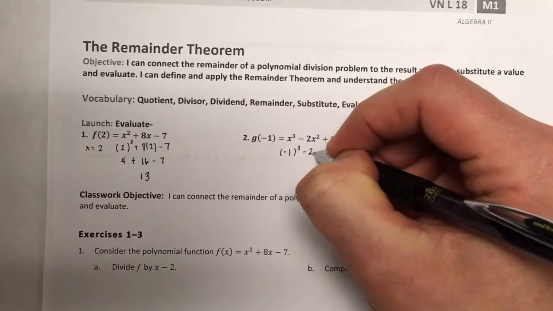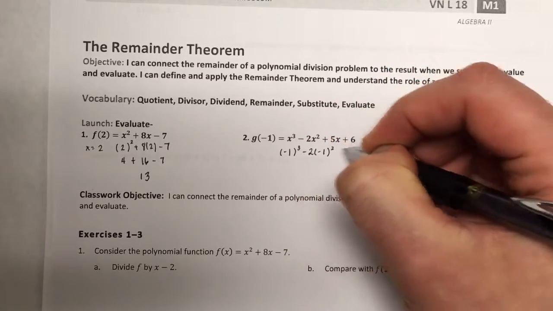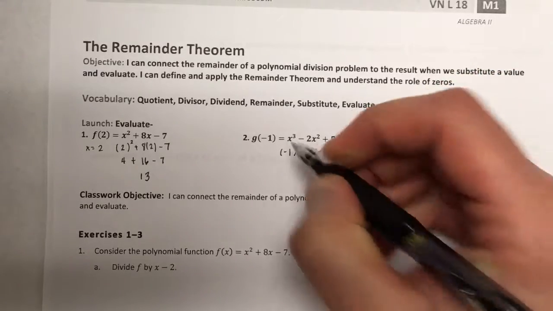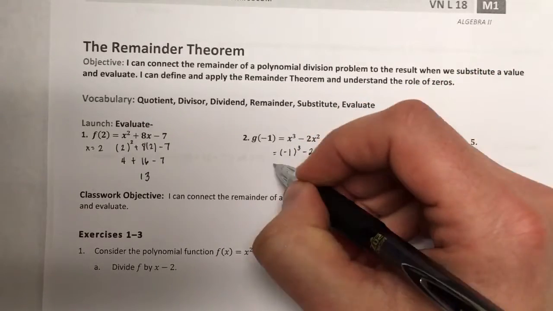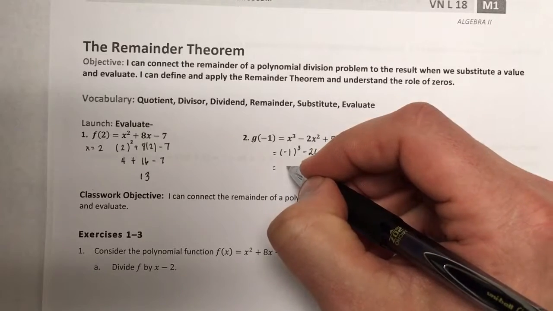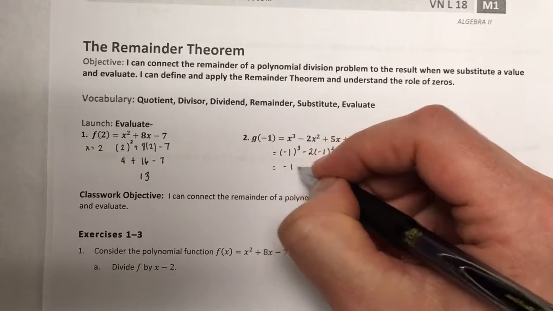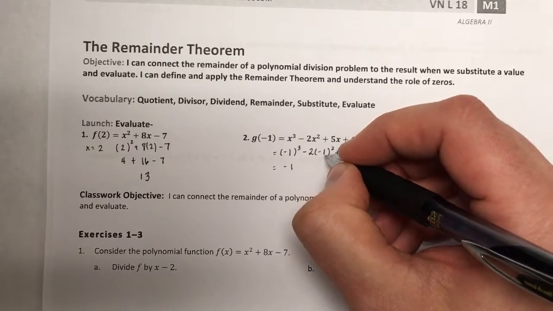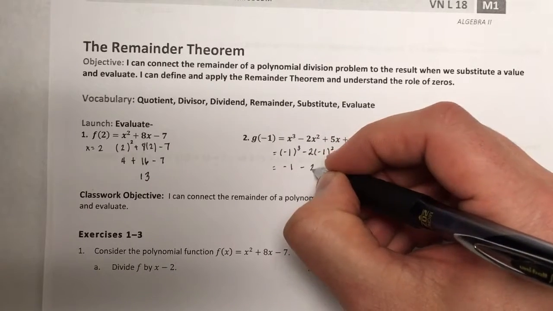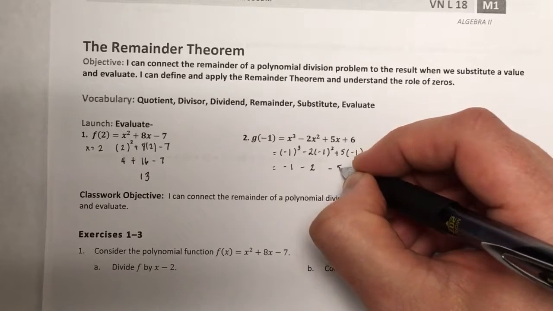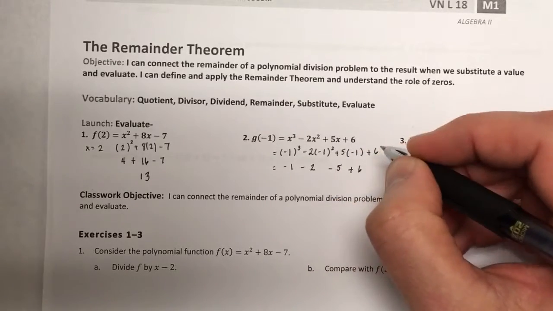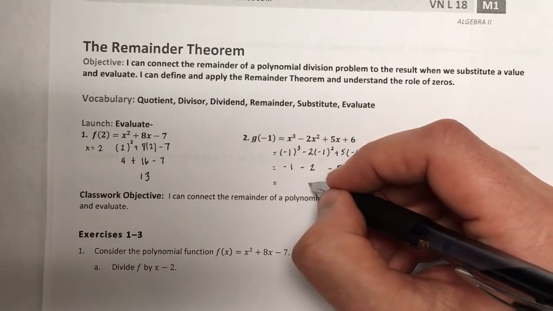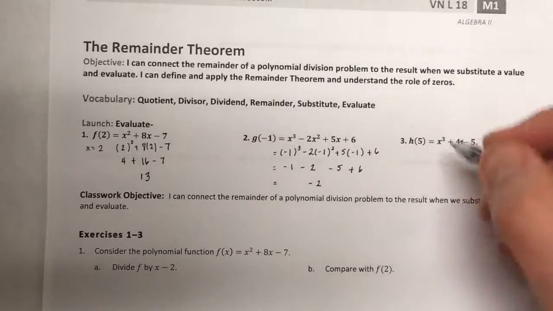we can evaluate these. I really love the use of parentheses as I'm substituting the values into any expression. So negative 1 cubed, that's 3 negatives, so that should be negative 1. Negative 1 squared is positive 1. Positive 1 times negative 2 is negative 2. Negative 5 plus 6. And so my evaluation of this would be negative 2.